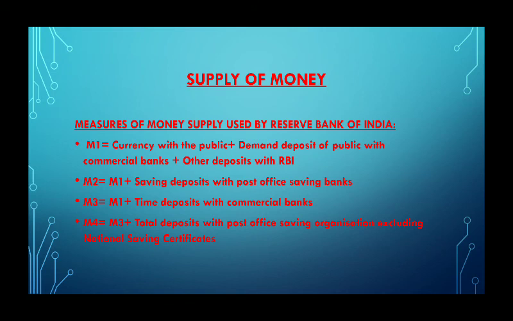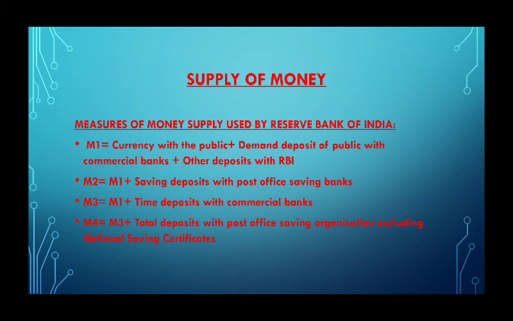The first one, M1, which is narrow measure, includes what? It includes currency with public. That means coins and notes which we are having, plus demand deposits of public with commercial bank. That means the money which we are having in our savings account, which we can demand at any point of time, plus other deposits with RBI.